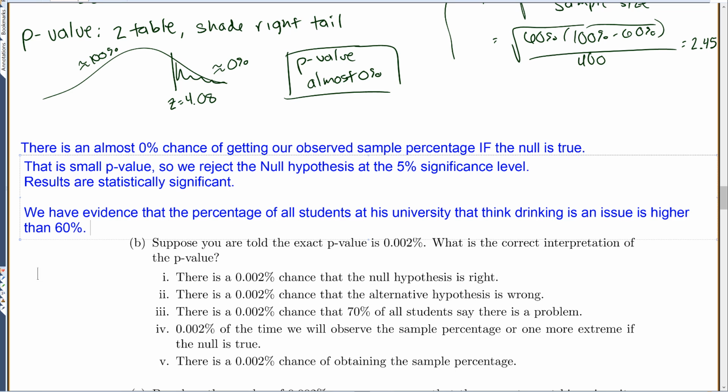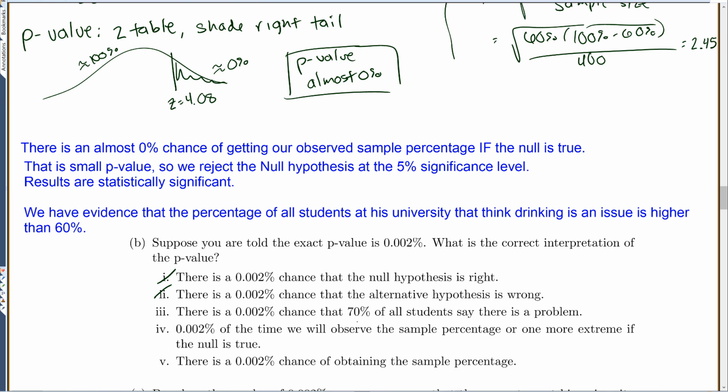Okay, now look at what she wants to ask you and see what matches. Suppose you're told the exact p-value. Now this is always using a calculator or a computer. That's how we get the exact one. Is 0.002%. What's the correct interpretation? So a 0.002 chance that the null is right. That doesn't match what I wrote. That the alternative is wrong. That doesn't match. 0.02% chance that 70% of all students say there's a problem.